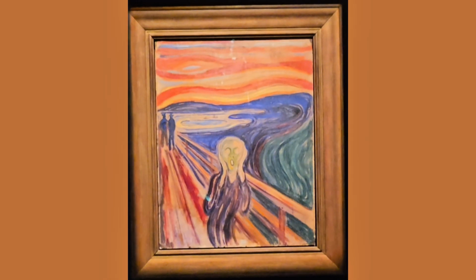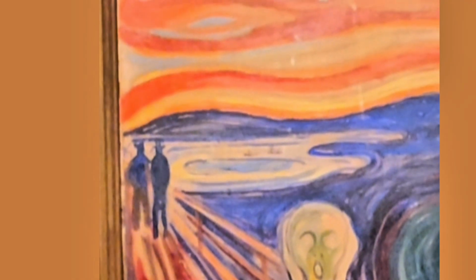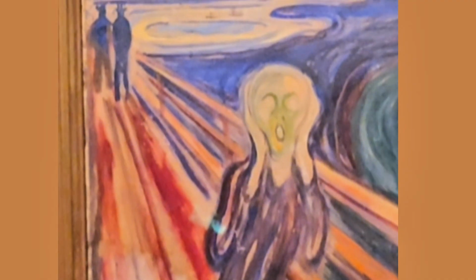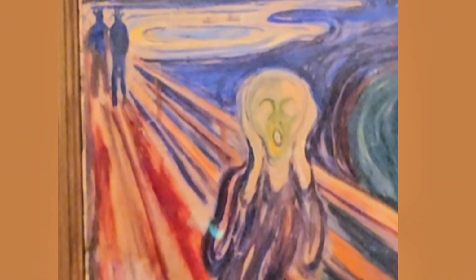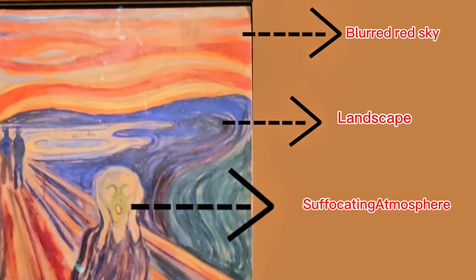So the figure seems trapped in a moment of overwhelming anxiety, and behind this figure you can see two other figures walking in the distance, unconcerned by the emotional turmoil happening in the foreground. And then there's the landscape itself, the blood red sky, the swirling, almost suffocating atmosphere.